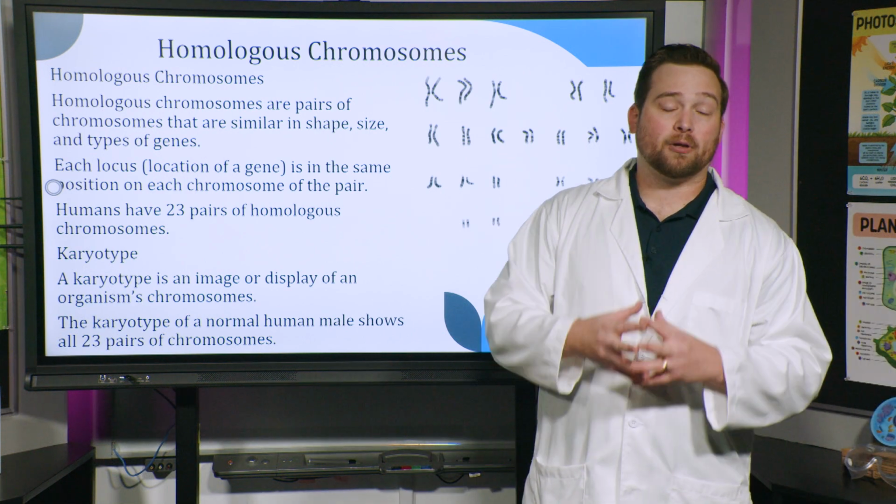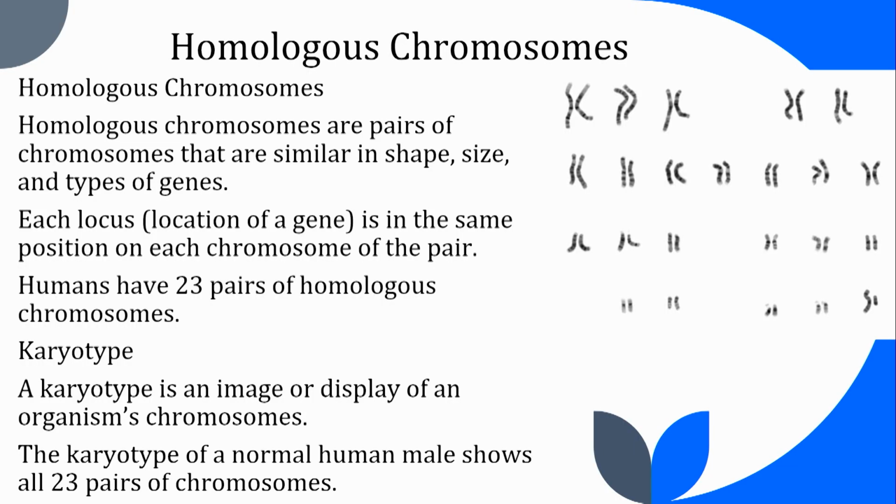One vocabulary term that we really need to know is called homologous chromosomes. This prefix, homo, means the same. And so what's going on here is that through this process, when the cell is doing meiosis, we're going to form something called homologous chromosomes. Homologous chromosomes are chromosomes, one is coming from mom and one is coming from dad. So homologous chromosomes are pairs of chromosomes that are similar in shape, size, and type of genes on each chromosome. Each locus, a locus is a location of a gene, is the same position on each chromosome of the pair. Humans have 23 pairs of homologous chromosomes.